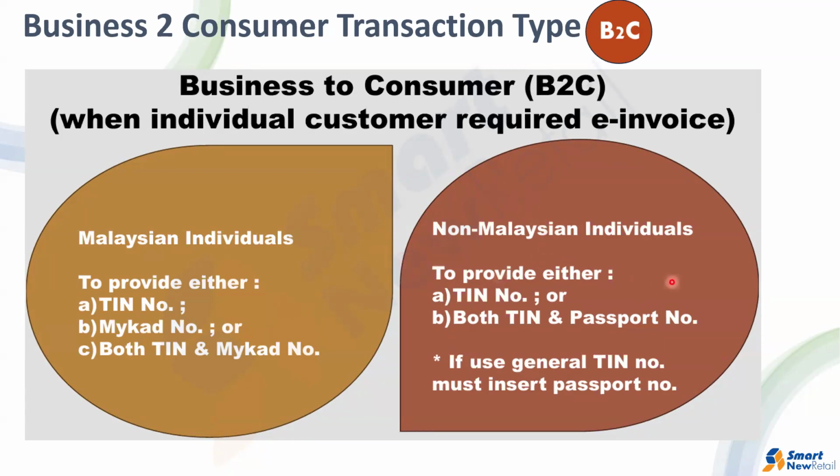Okay. So for non-Malaysians, they don't have an IC number, right? So that's where the general TIN number comes from. We can use the general TIN, but because they are foreigners, we get their passport or just the TIN number. Or if you use the general TIN number, you must insert the passport number. So not either-or, it has to be both.